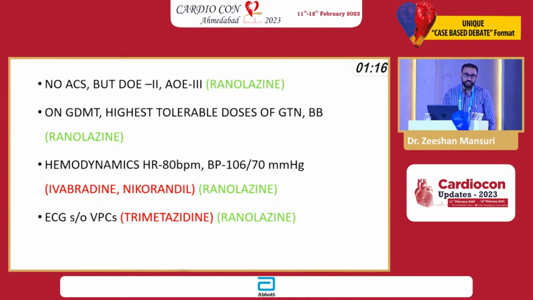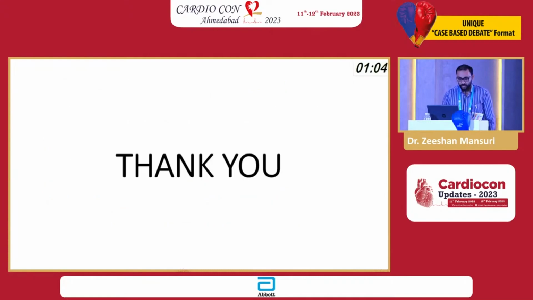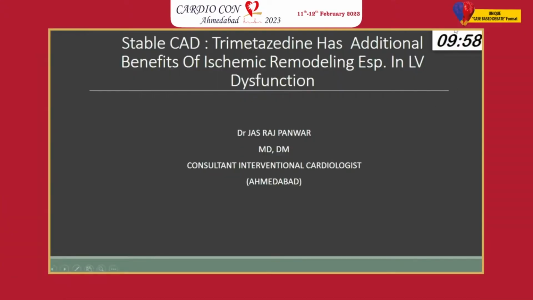And now the ECG is suggestive of VPC. So the patient has a pro-arrhythmic substrate. Here I would say that ranolazine is preferable to other anti-anginal drugs. So that's all I have in my argument. Thank you all.